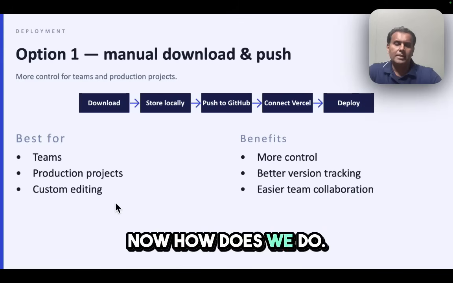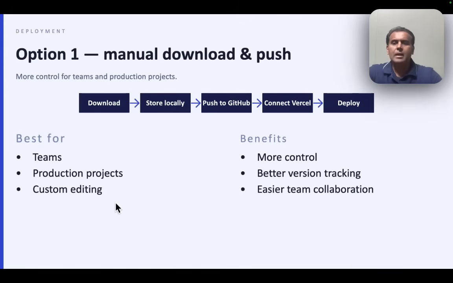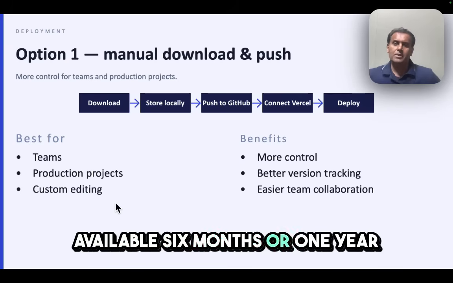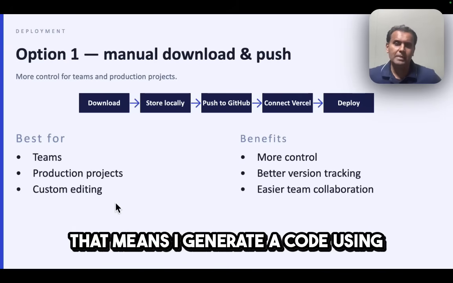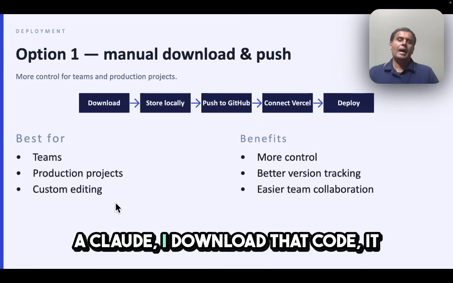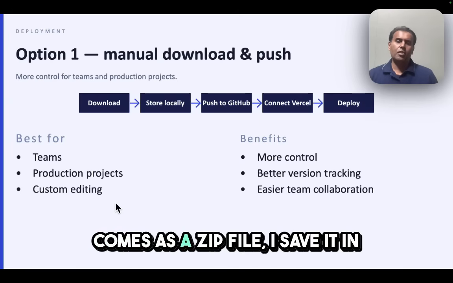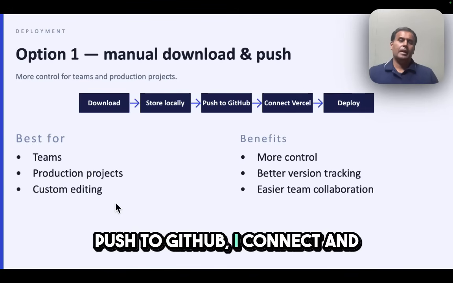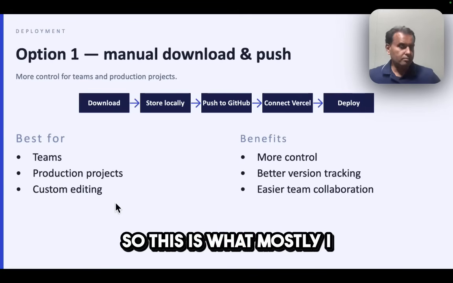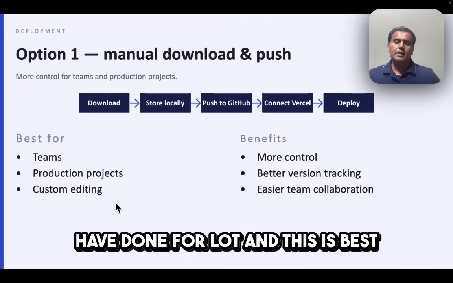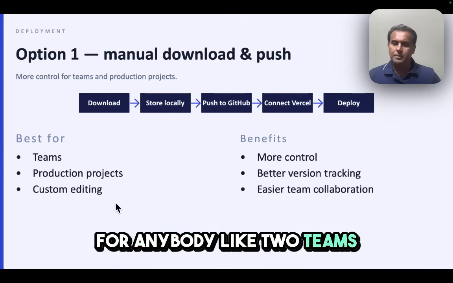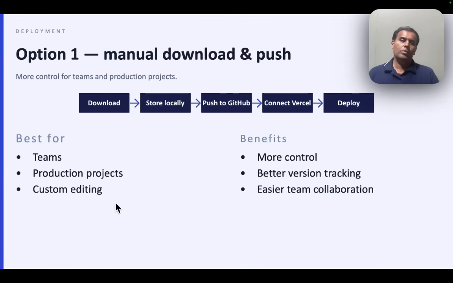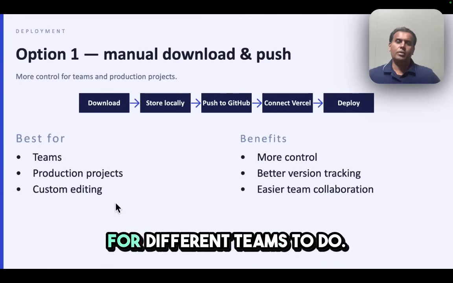Now, how do we do this? There are two options. The first option, which I have used extensively because this was what was available 6 months or 1 year down the line, was the manual option. That means I generate code using Claude. I download that code. It comes as a .zip file. I save it in my folder, and then I build it. I push to GitHub. I connect and deploy. This is what I have mostly done for a lot, and this is best for teams, production, and multiple editing. If you want to do that, it has more control because the code is with you, better, easy to track, and easy for different teams to work on.